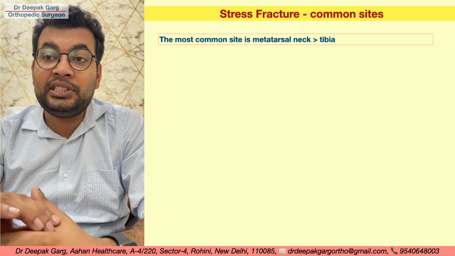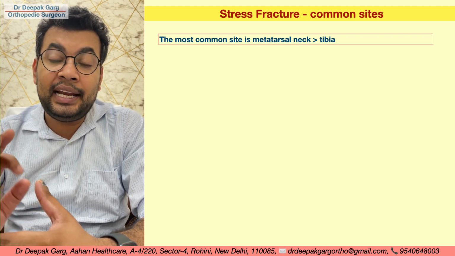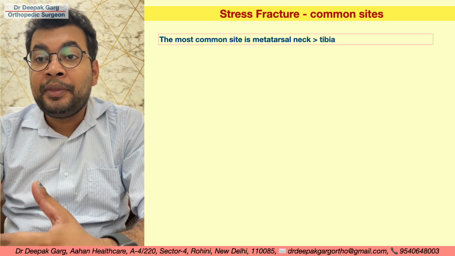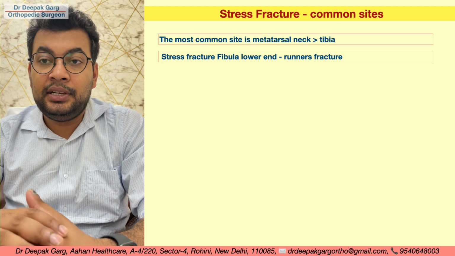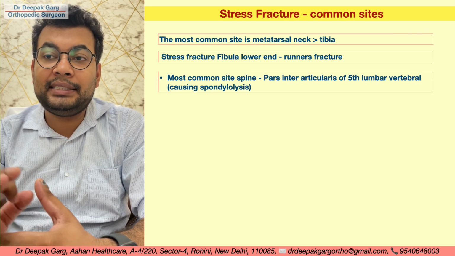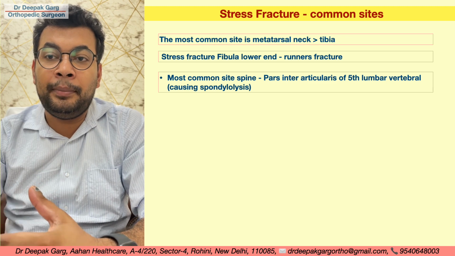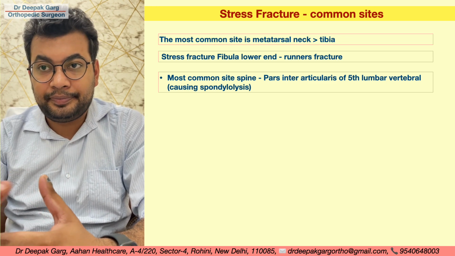Now let's look at some most common sites. The most common site is metatarsal neck, more than tibia. Metatarsal neck is the most common site. Stress fracture of lower end of fibula is called runner's fracture. And the most common site of stress fracture in spine is the pars interarticularis of fifth lumbar vertebra. It will lead to spondylolysis.